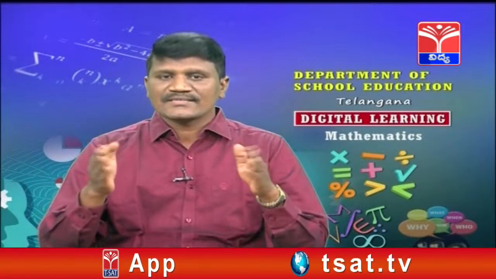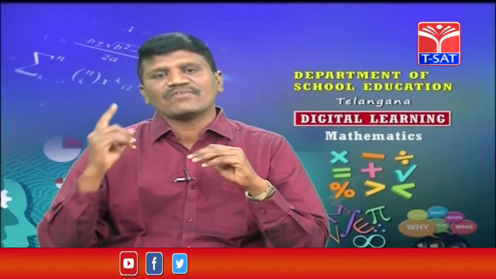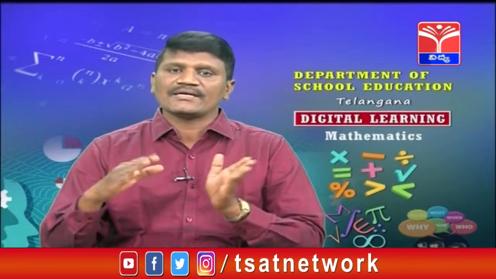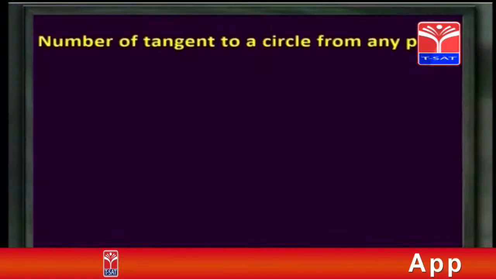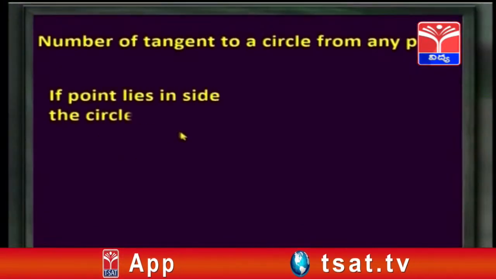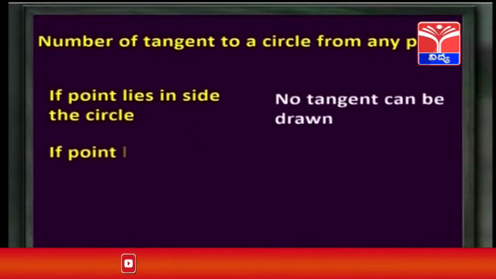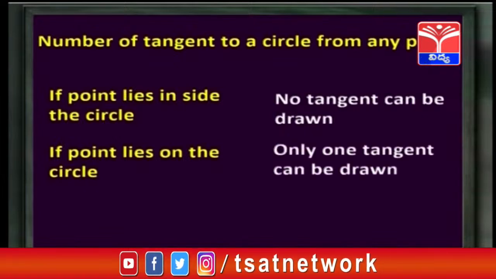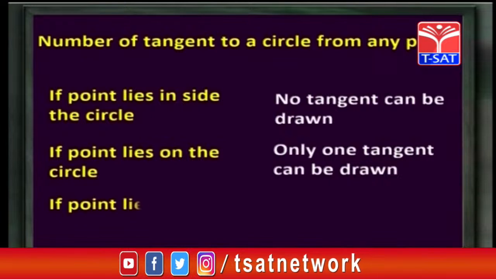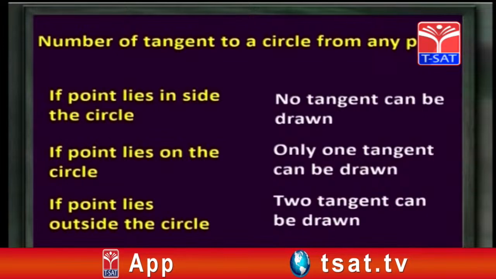So finally what I can say, if a point is lying inside the circle, no tangent can be drawn. If a point is lying on the circle, we can draw only one tangent. If a point is outside the circle, we can draw two tangents. Conclusion is, if a point lies inside the circle, how many tangents? No tangents can be drawn. If a point lies on the circle, only one tangent can be drawn. If a point lies outside the circle, two tangents can be drawn.